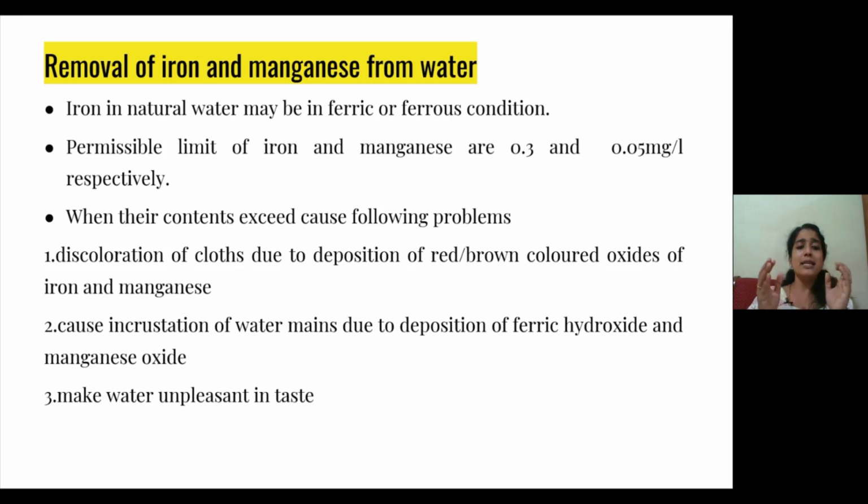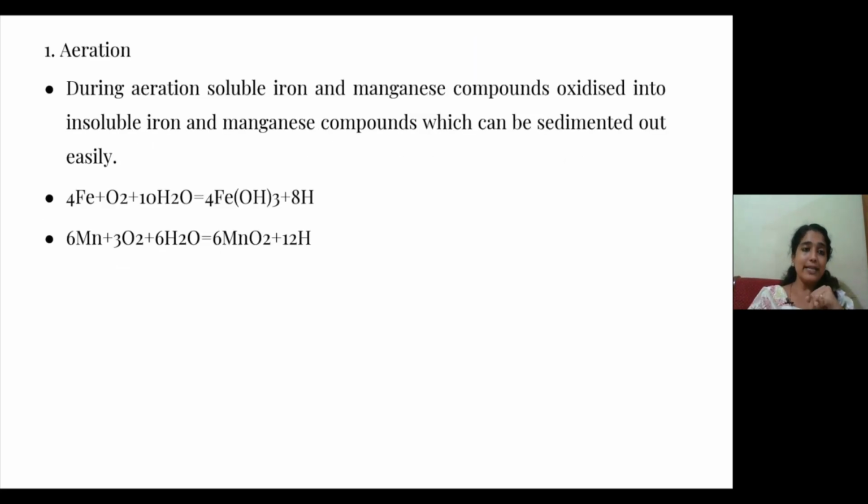It also causes incrustation of water mains, that is, a separate layer will be formed inside the water mains, which will affect the flow of water or the efficiency of the water distribution system, and it also makes an unpleasant taste. The first method is aeration. During aeration, soluble iron and manganese compounds are oxidized into insoluble iron and manganese, which can be sedimented out easily or filtered out.